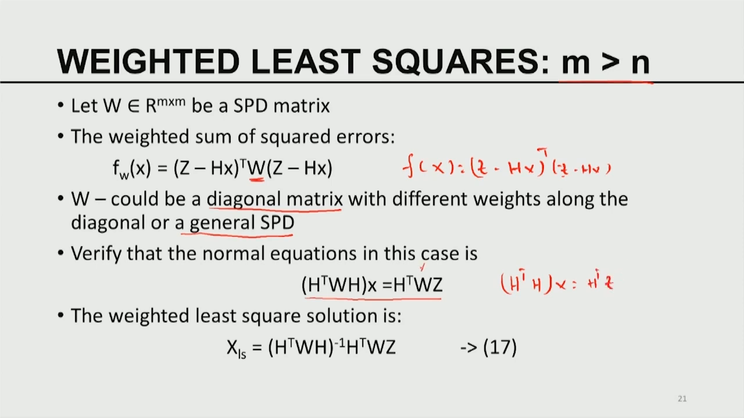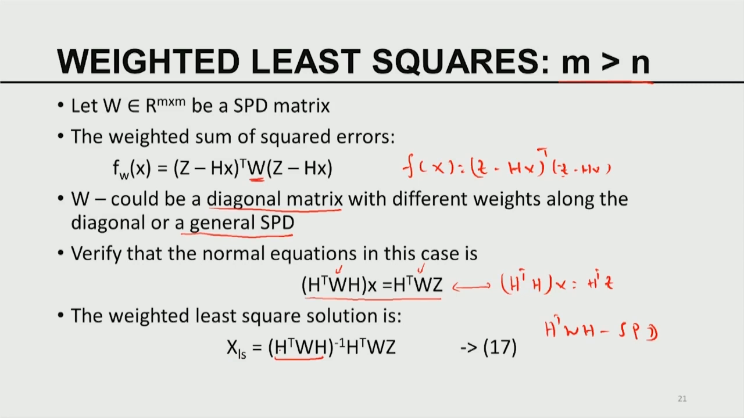Here I have a W factor interspersed both in the left hand side and the right hand side. So you can see these two equations have very similar structure. So the least square solution, it can be shown H transpose WH is symmetric, is also positive definite when H is of full rank. So in that case, I can take the inverse of this.